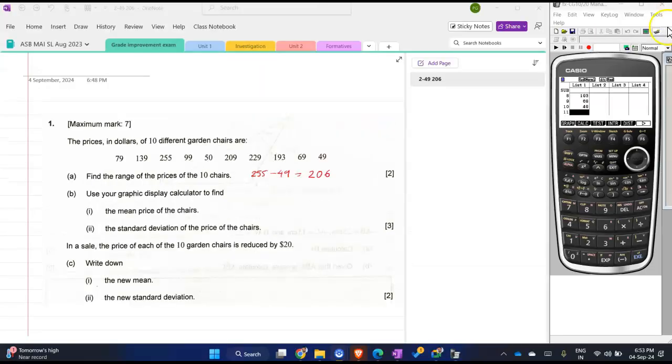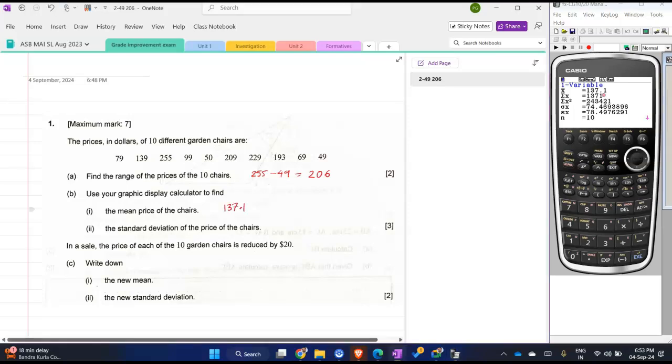Okay, now what you need to do is go to Calc, One Variable. Your mean is how much? 137.1. Then your standard deviation is 74.5. Sorry, not the variance, that's the standard deviation, 74.5.